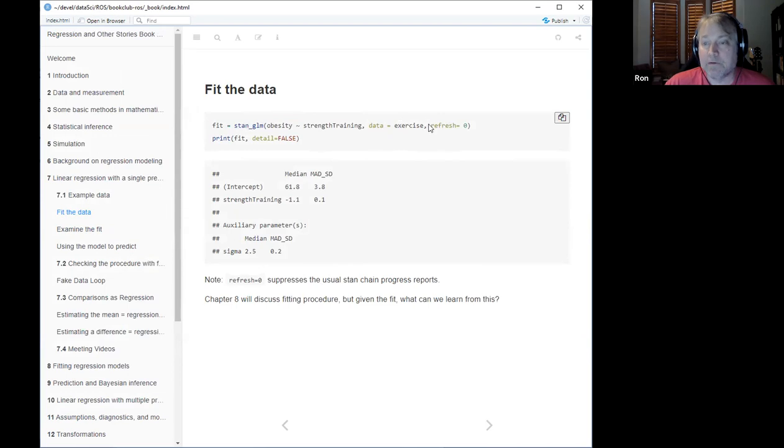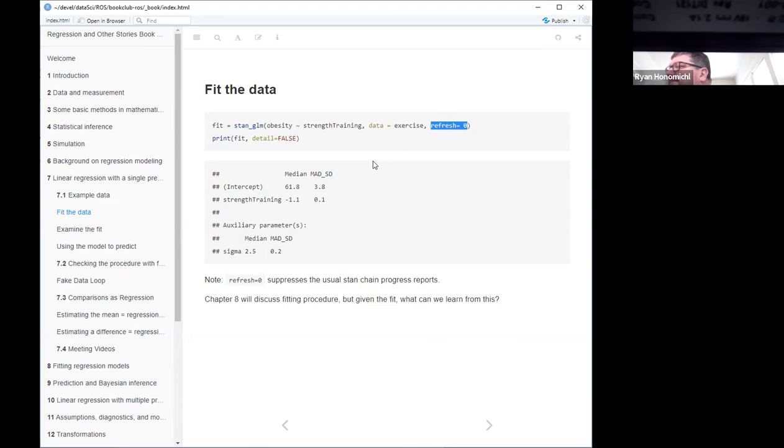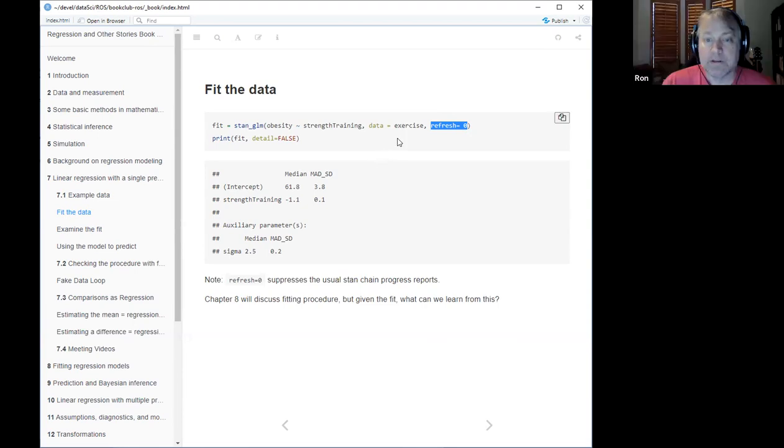This is something I found out about, which I pass on to you as some wisdom for using stan_glm. You put refresh equal to zero, it will not spit out all the chain diagnostics. Now you probably want to look at the chain diagnostics, but when you're doing a presentation like this, you don't want them cluttering things up. So you can just suppress that by putting refresh equal to zero, and it won't spit out all the chain one, chain two, chain three. You know what I'm talking about, right? Yeah, that's neat. So that's how you can do that.